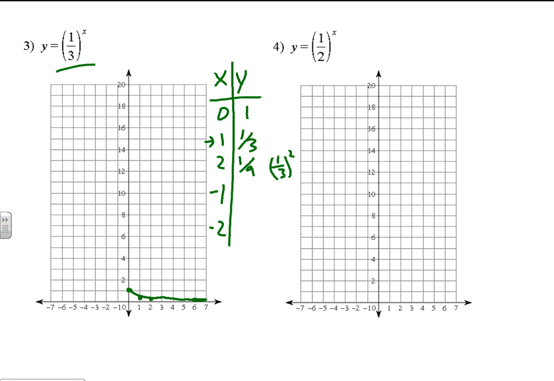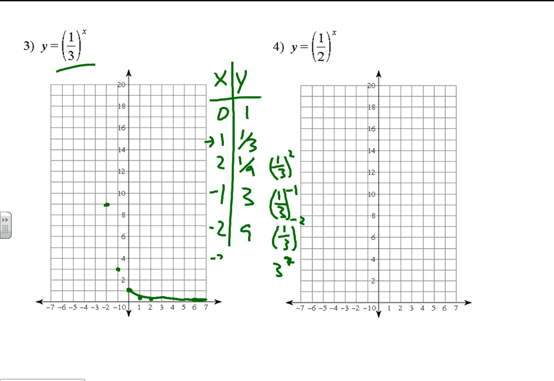Okay, so when 1/3 is taken to the negative first, that's almost good news. A negative exponent outside a fraction just flips the fraction over. That's 3 to the first, 3. -1 gets me up to 3. -2, 1/3 to the negative second becomes 3 to the second. That is 9. So at -2, I'm up at 9.